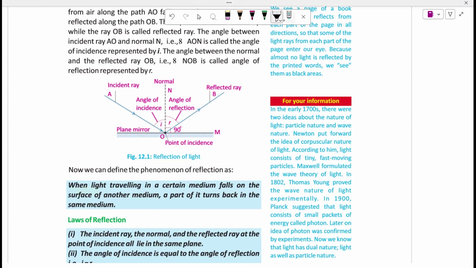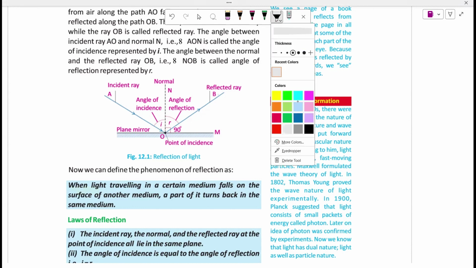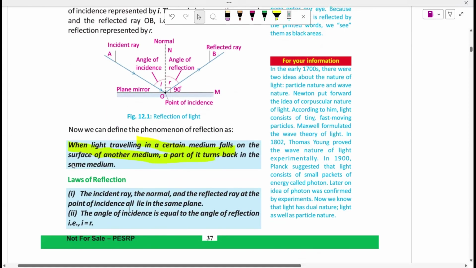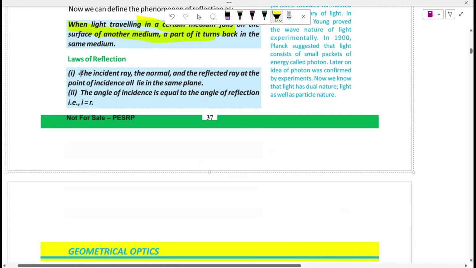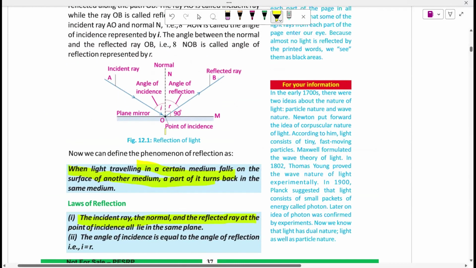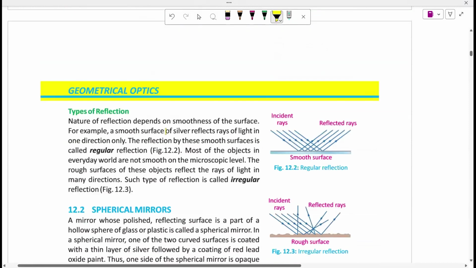And here is a definition of reflection, which is a good definition. When light is traveling in a certain medium and falls onto the surface of another medium, a part of it turns back into the same medium. This is known as reflection. And then we have the law of reflection. The law of reflection tells us that the incident ray, the normal, and the reflected ray lie in the same plane. This is the previous thing that we saw in the previous chapter. It's the same in this book as well.